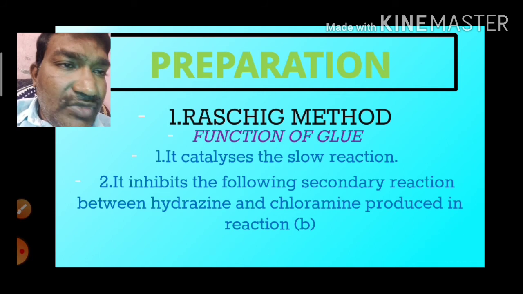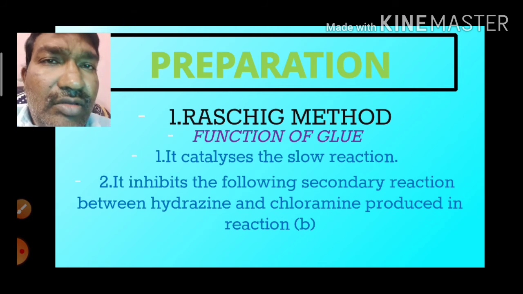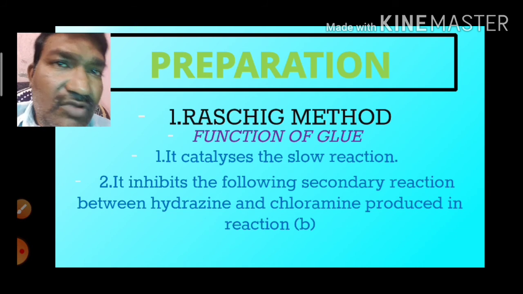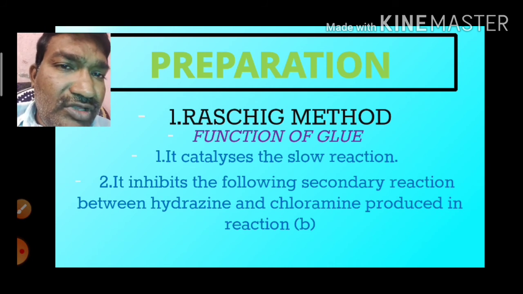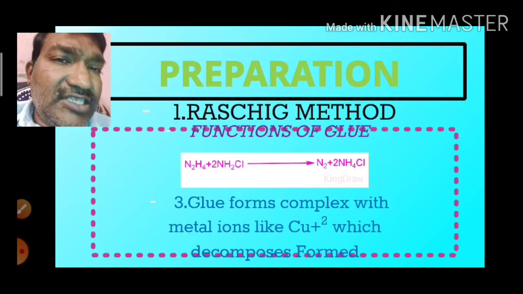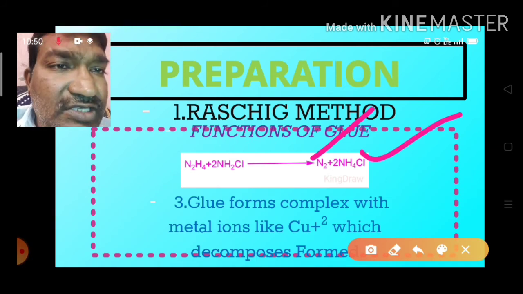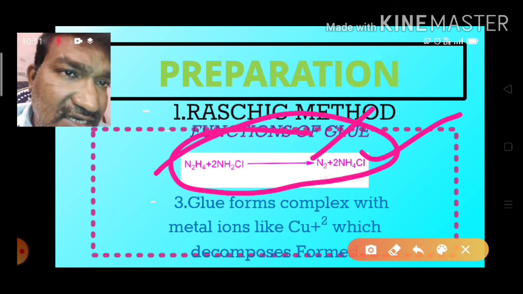In a similar way, look here, this glue inhibits a secondary reaction. That means another reaction that takes place between hydrazine and chloramine produced in the second step. As a result, the hydrazine decomposes and gives nitrogen and ammonium chloride. All our efforts will go in vain if this reaction occurs. So glue stops this unnecessary reaction. As a result, the yield of hydrazine increases.